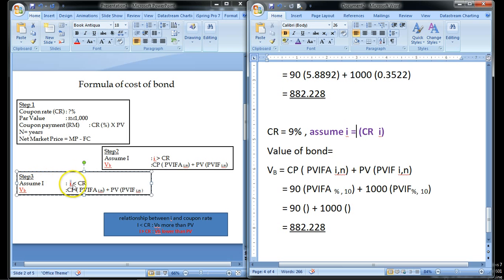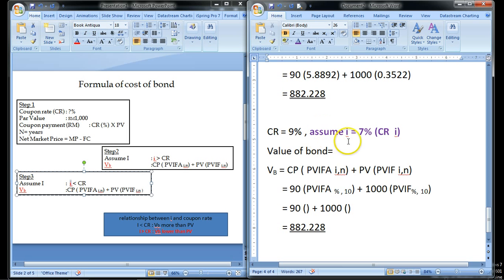Assume I lesser than CR. You can assume 8% because your CR is 9. So any assumption, you can assume your I is 8%, 7%, 6%. But class, I recommend you to use for step 3, please use 2% lower than your coupon rate. So 9 minus 2, 7%. If you use 6%, you still have got marks on that. It's not wrong, your answer. You can assume any figures of your I, but make sure it's lesser than CR. But my recommendation, better you assume 2% lesser compared to your CR.